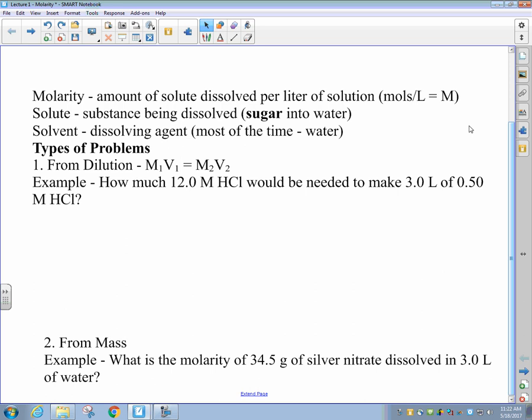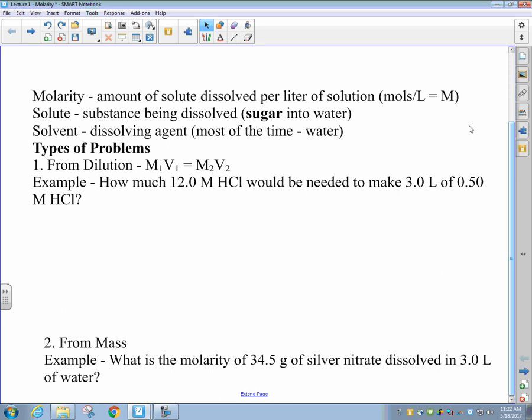Let's start today with the definition of molarity at the top of the screen there. The amount of solute dissolved per liter of solution. The amount of solute is typically measured in moles and liter of solution. So you end up with units for molarity of moles per liter. That is often abbreviated with the capital M. The capital M is pronounced molar.